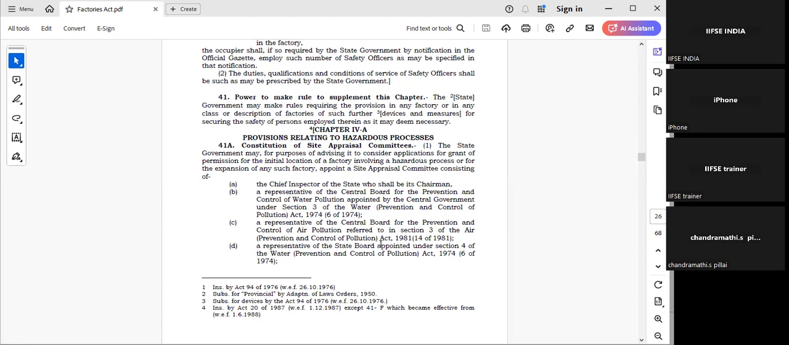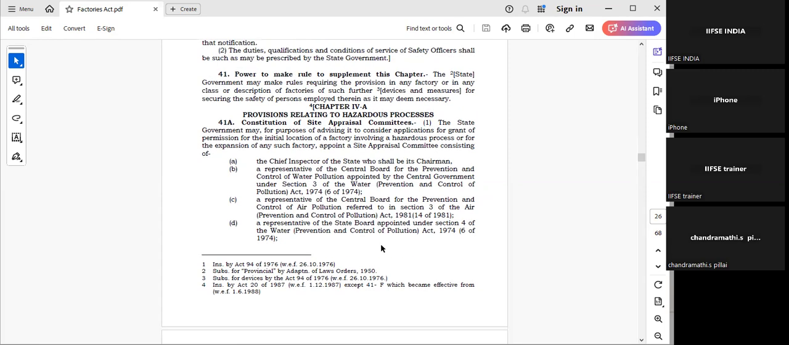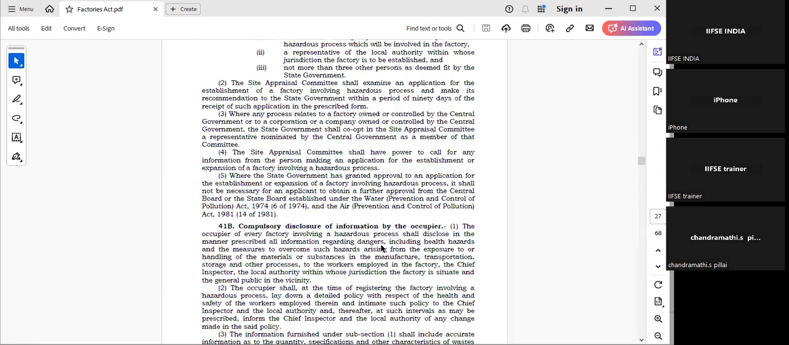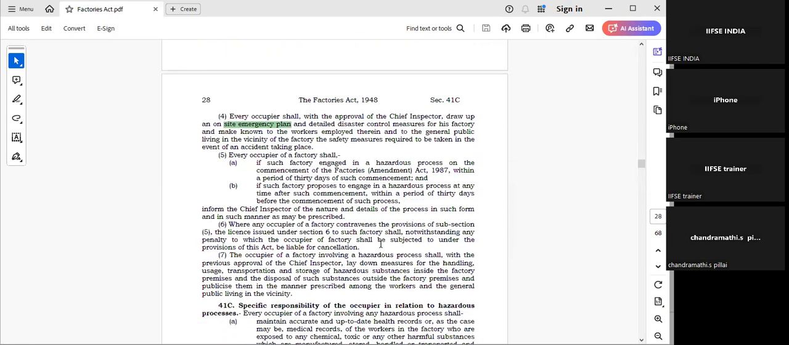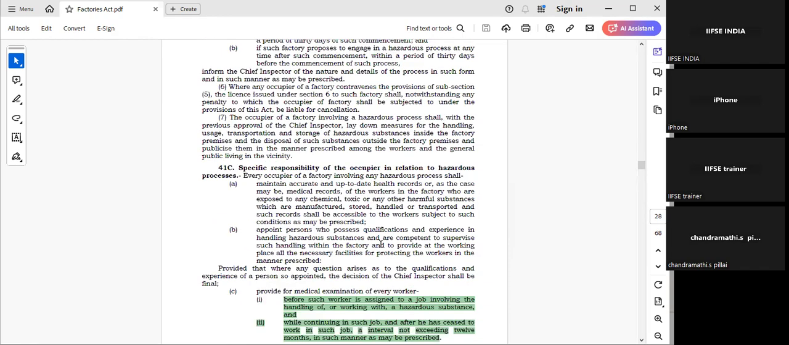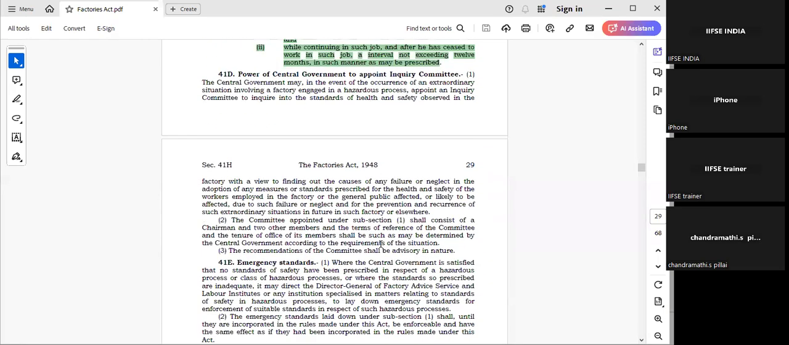One is constitution of site appraisal committee. The site appraisal committee is formed by the government authorities. Then here also we have compulsory disclosure of information. So what kind of information should be disclosed? One example is a site emergency plan. Then specific responsibilities of the occupier. It means whoever is the occupier has to perform certain responsibilities they have to follow.